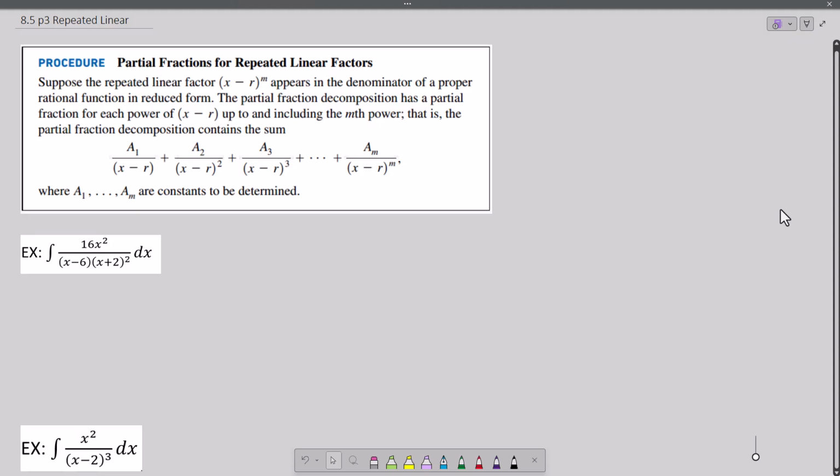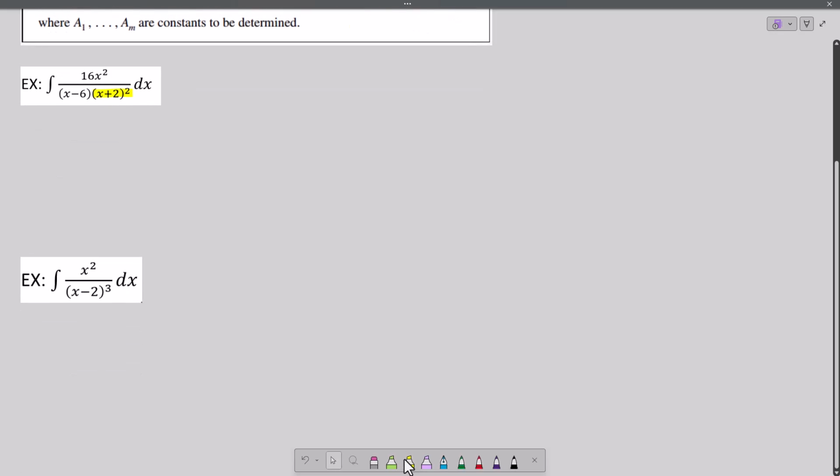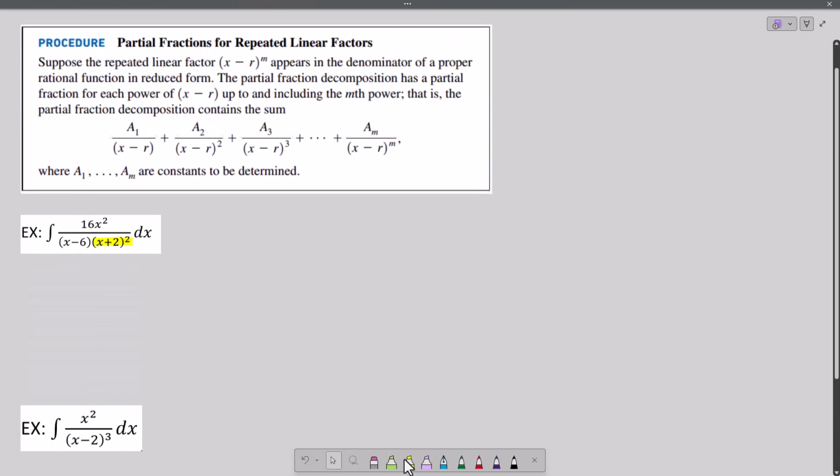All right. The next step for PFD is if you possibly have repeated linear factors. Repeated linear factors. So, for example, right here, this is a repeated linear factor because it has a power of 2, so it's repeated twice. This one down here has a repeated linear factor 3 times. So x minus 2 is raised to the 3rd power, so it's a repeat of 3. It's repeated 3 times.